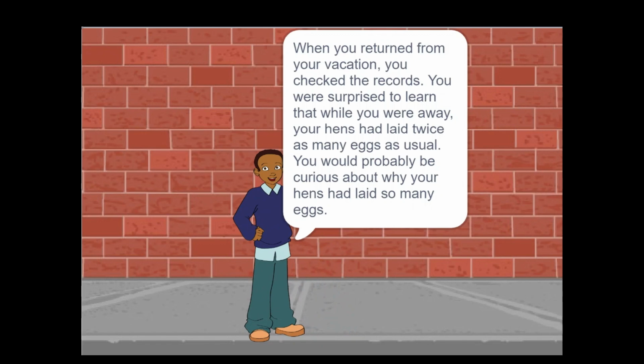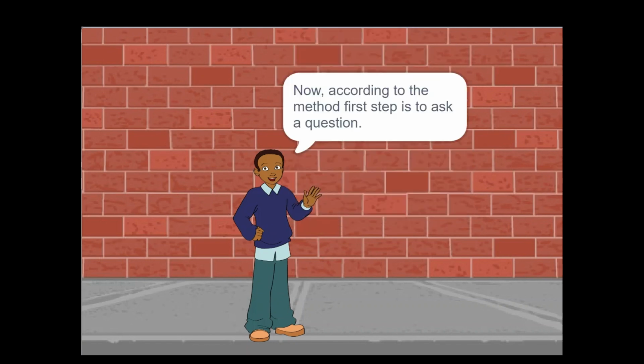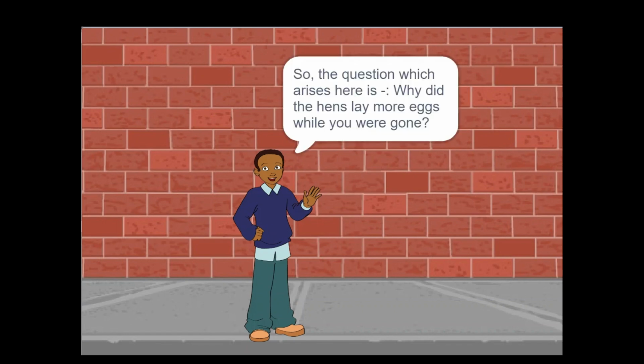When you returned from your vacation, you checked the records. You were surprised to learn that while you were away, your hens had laid twice as many eggs as usual. You would probably be curious about why your hens had laid so many eggs. Now, according to the method, the first step is to ask a question. So, the question which arises here is, why did the hens lay more eggs while you were gone?